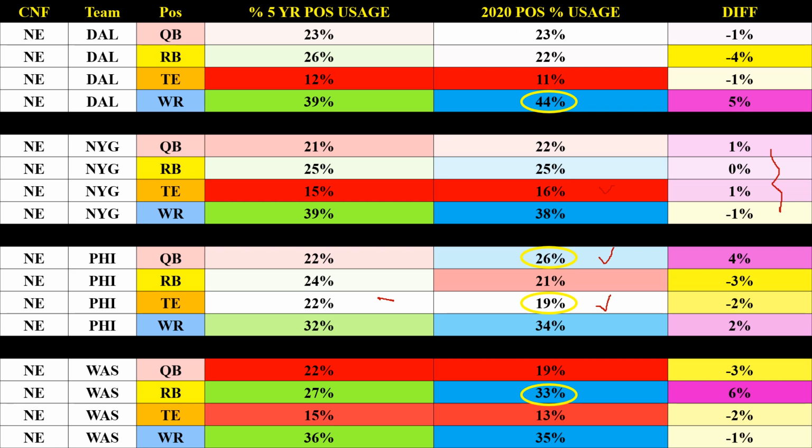Washington discovered its running, 6%. Gibson, McKissick, looks to me like that's what we can expect.